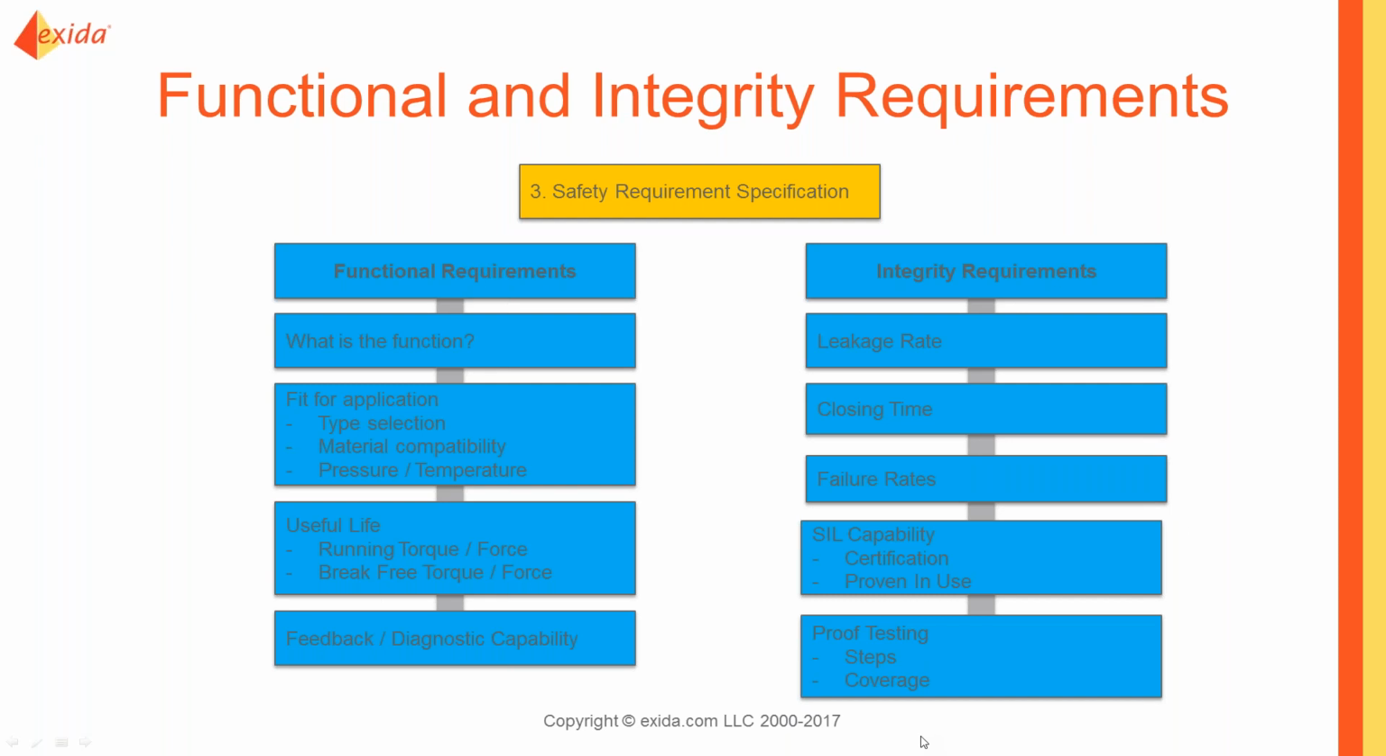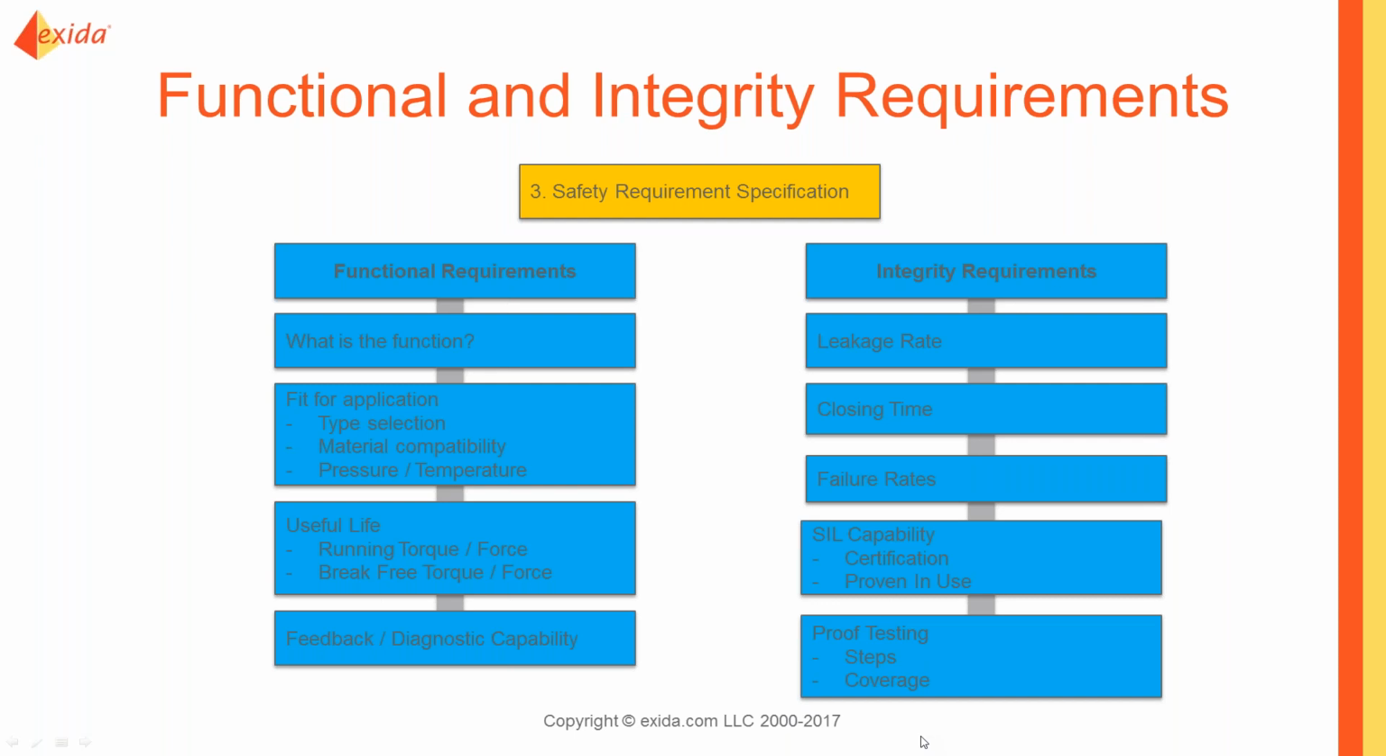For functional requirements, it starts as simple as what is the function that has to be achieved, and in this case we'll talk as if it's an actuated valve for clarity. What's the function of the final element? Is it fit for application? Or making sure it's fit for application, picking the type of equipment, the material compatibility and pressure temperature range. What's the useful life? So how long does it need to run, or how many cycles does it need to support?